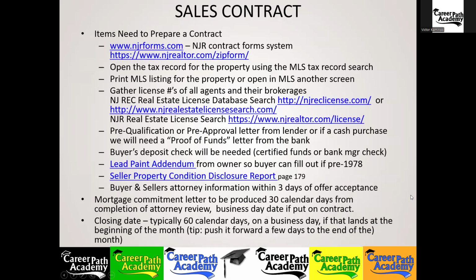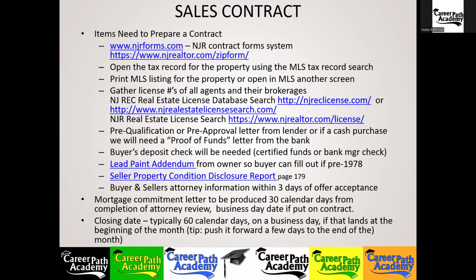Okay, in a sales contract, these are the items that we need to prepare a sales contract. This is just something I threw together. You're pretty much done with this chapter. These are some tips in order to put the contract together. Well, you could go to realtor.com/zipform, or you could go to the domain name that I bought that points there. That's njrforms.com, which is easier to remember for me anyway.